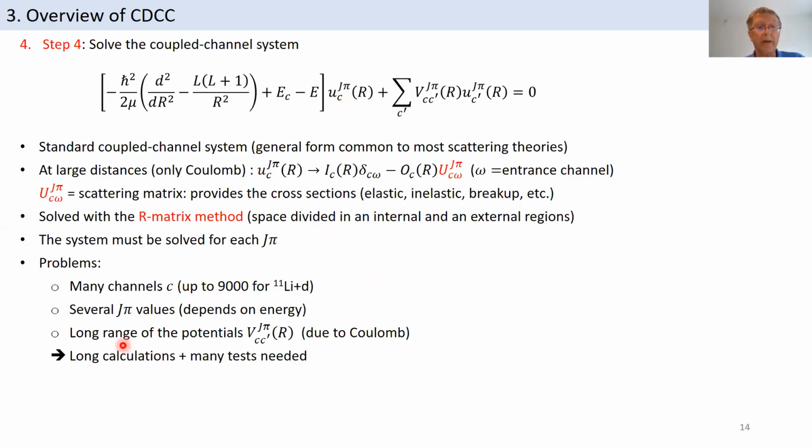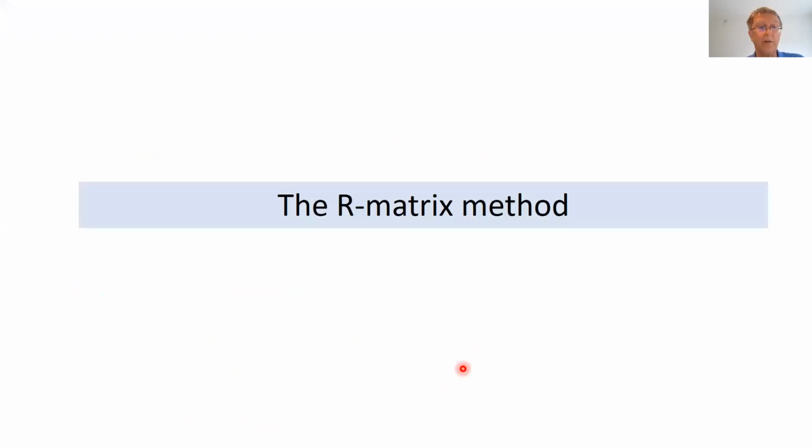Another problem is that in some cases, at least, you may have a long range of the potential, essentially due to Coulomb. The Coulomb coupling may be important up to large distances. So at the end, you are dealing with long calculations, and you need many tests to check the stability. And finally, when you have the scattering matrix, you determine the cross section, which is standard.